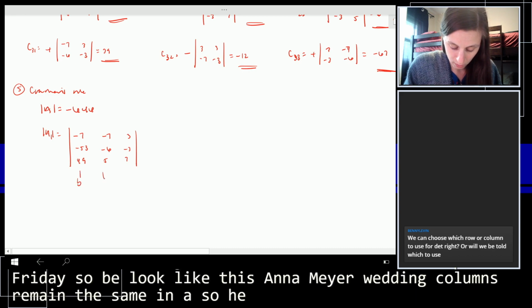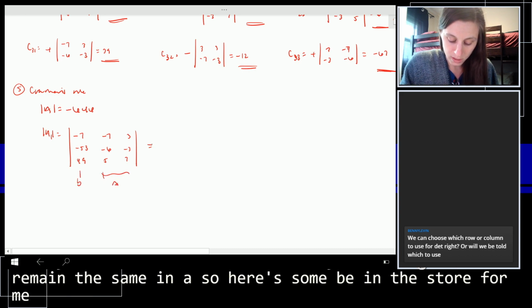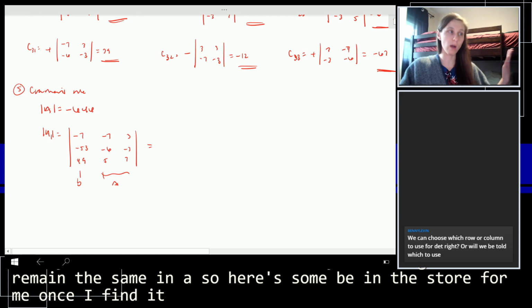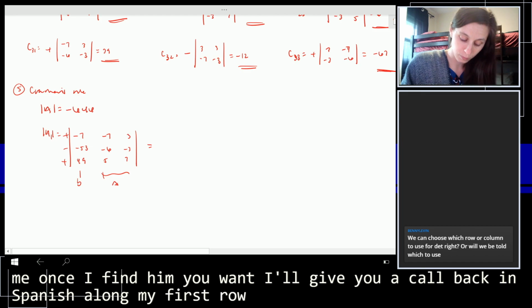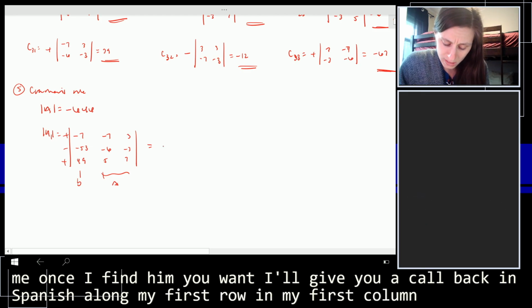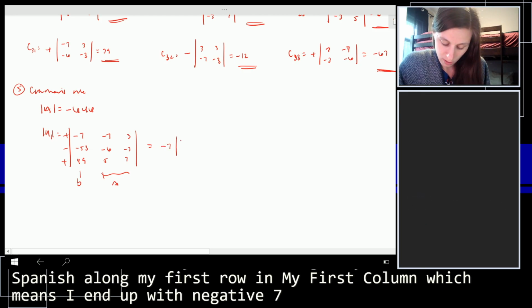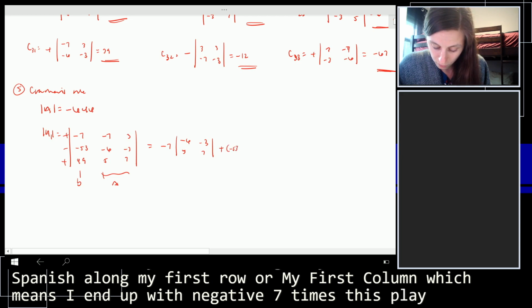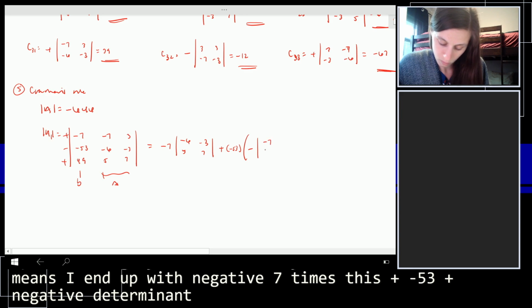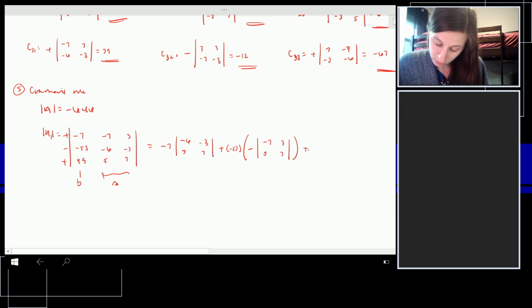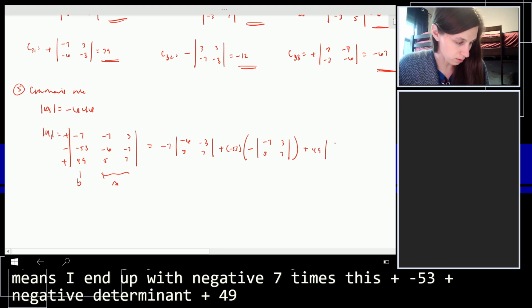So here's from B, and these two are from A. Once I find the determinant of this, you can use any row, any column you want. I'm going to do cofactor expansion along my first row, or my first column, which means I end up with negative 7 times this, plus negative 53, and then negative determinant, plus 49 times this determinant.